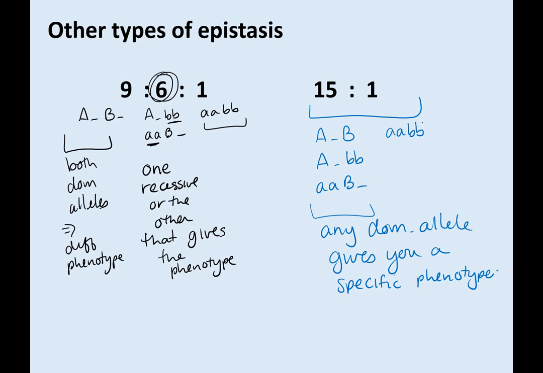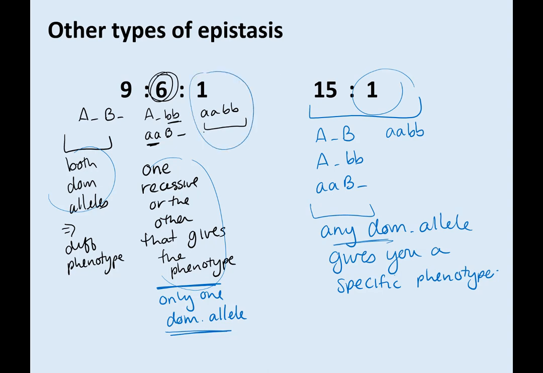You could compare and contrast these. You could tell me what's the difference, right? Well, in here, any dominant allele gives you a specific phenotype. Here, both dominant alleles gives you a different phenotype than having one dominant allele or the other. So that's another way to say this. One recessive or the other gives that phenotype, or only one dominant allele gives a specific phenotype. Okay. And in both cases here, homozygous recessive for both genes gives you a separate phenotype.